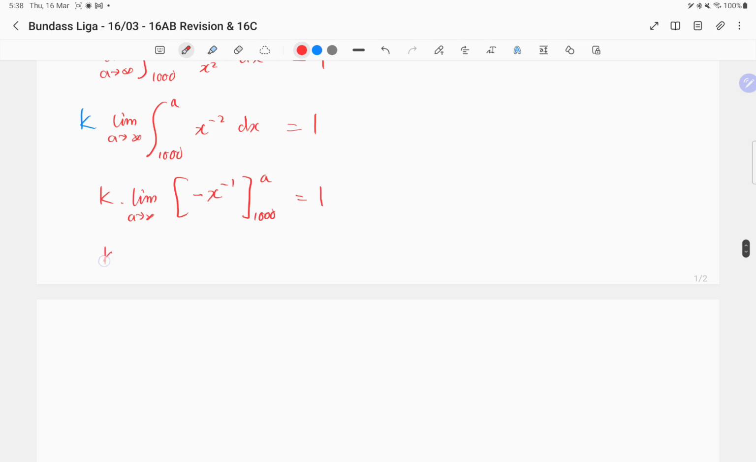Okay, let's see. So then that would be K times the limit of A to infinity of, you sub the values in. So note that minus x to the power minus 1 is minus 1 over x. Okay, so the power negative 1 is just 1 over x. So then that would be minus 1 over A, and then minus minus is a plus 1 over 1000, equals 1. Okay, and as A goes to infinity, what happens to this term here? It's going to 0, that's right, which means the next line is K times, and then that would be 0 plus 1 over 1000 equals 1. K over 1000. Yep.